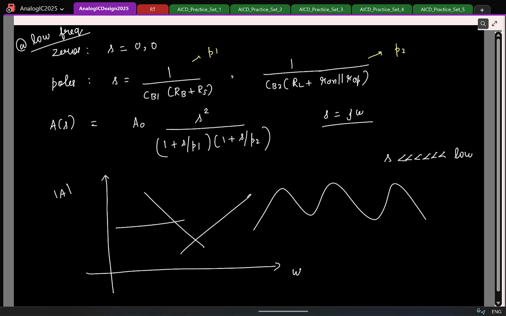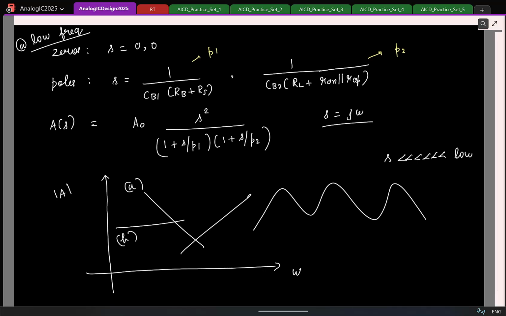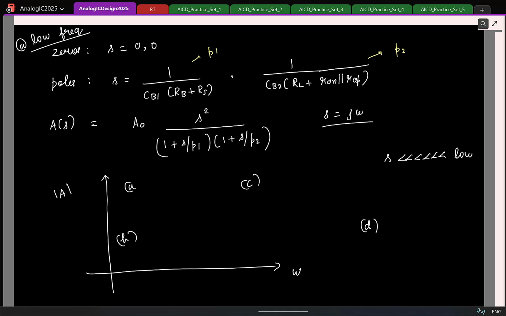I give you options: option A, option B, option C, option D. Tell me. C. Okay, what will be the slope of that? Plus 40 dB per decade. So it will go something like this. Okay. Now what happens after that?